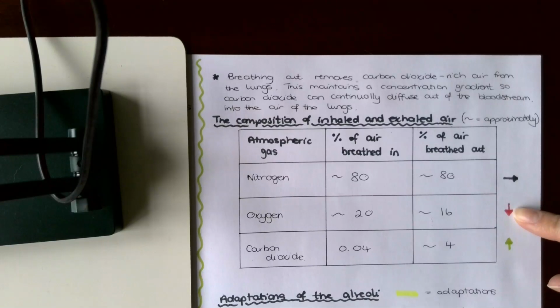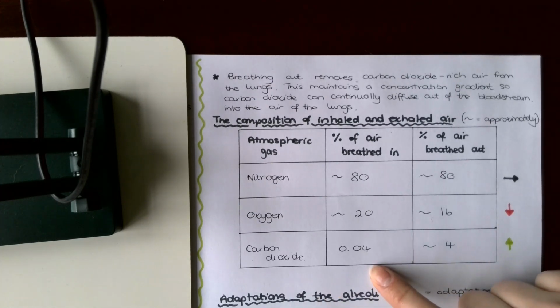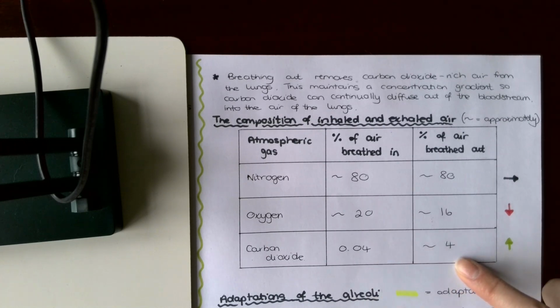Remember, respiration is the process that we go through to make energy for our body. It happens in the mitochondria in our cells. Carbon dioxide, we start off as quite a small amount, only 0.04%, and we breathe out much more, 4%, so there's an increase in carbon dioxide that we breathe out.